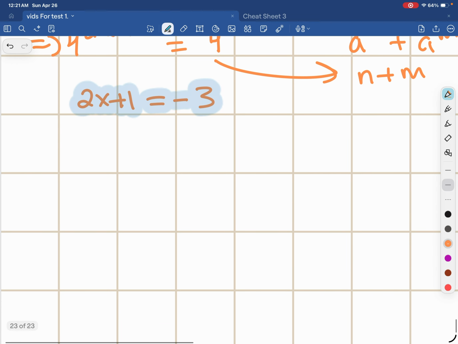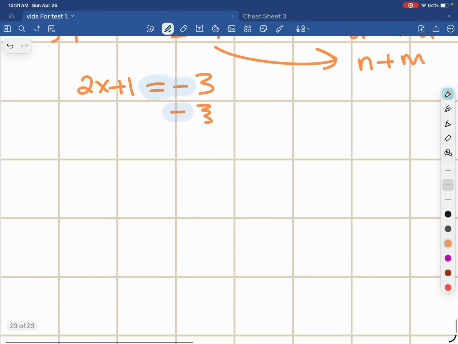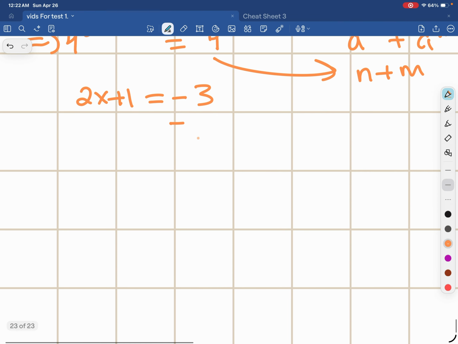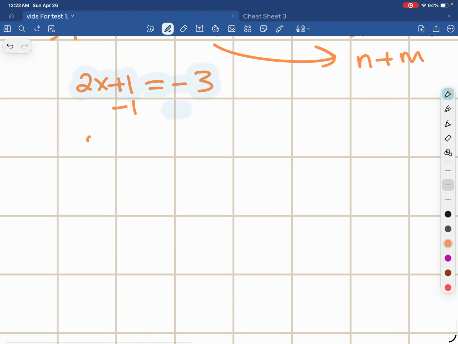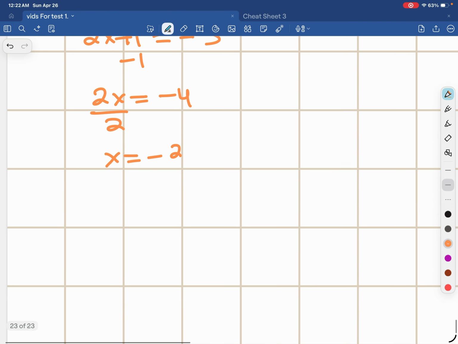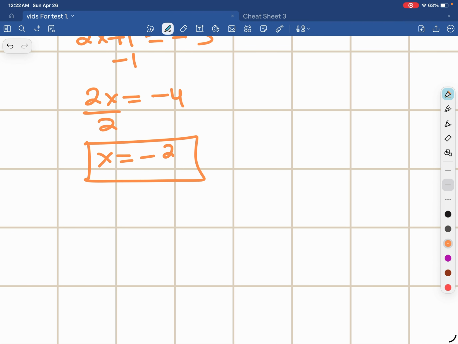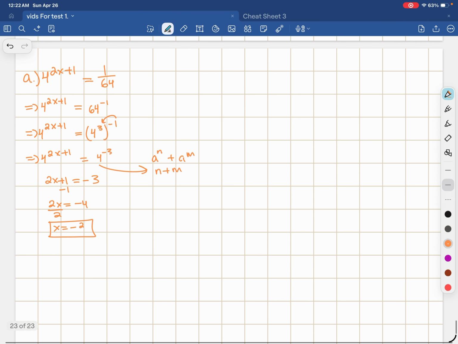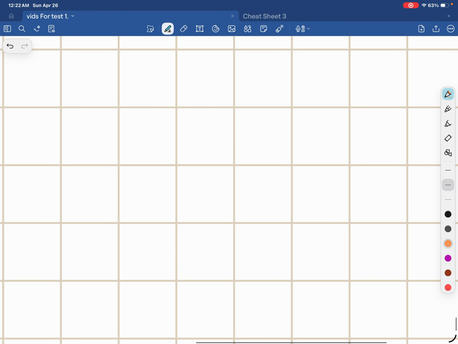Now we just solve like normal. So we subtract 3 to this side, or excuse me, we're solving for x, so we would subtract 1, so we should have 2x is equal to negative 4. Divide by 2, x is equal to negative 2. Pretty simple. This can be negative because it's an exponential function, and that's perfectly fine to be negative. Alrighty, let's move to part B.